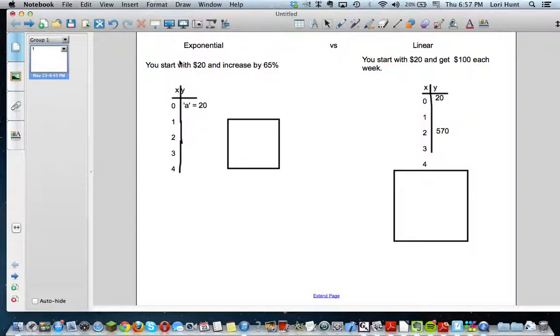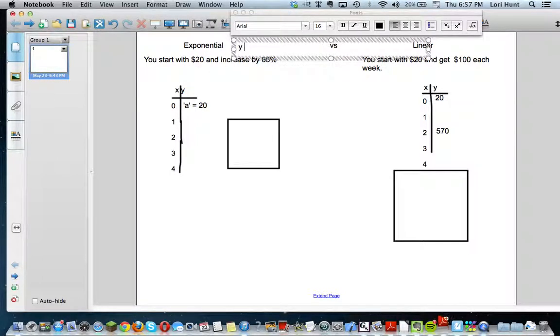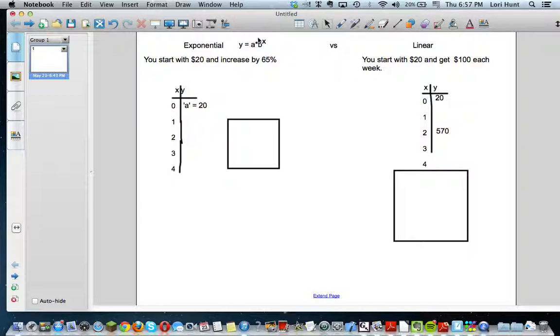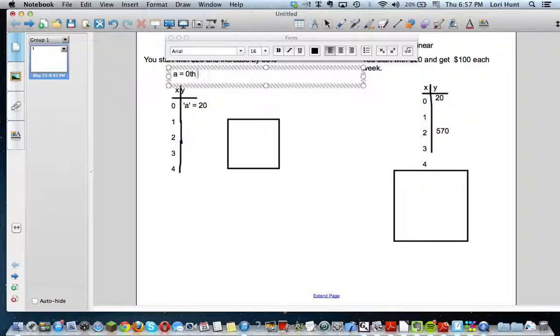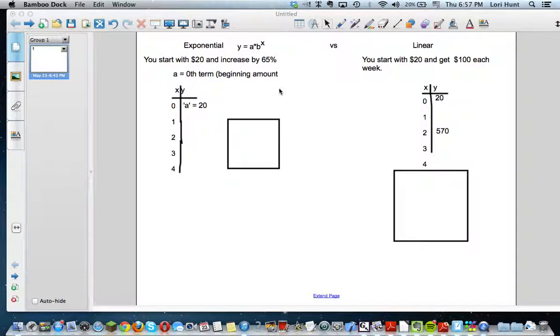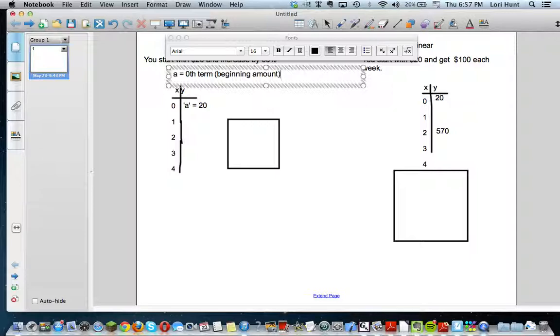So you see here I have this problem. You start with $20 and increase by 65%. In this case, an exponential equation is always written y equals a times b to the x. The a part of that stands for the beginning amount, or the 0th term. And so in this case, a would be 20.